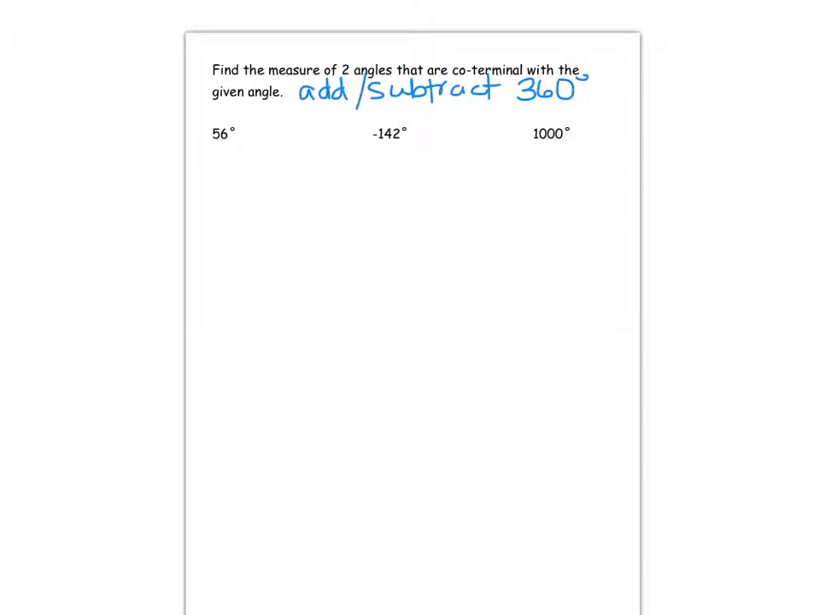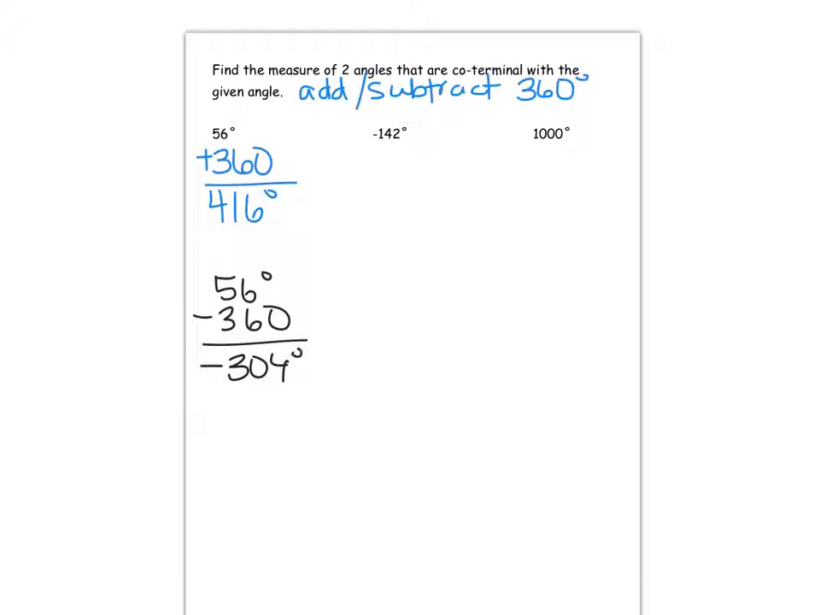So for 56 degrees, if I add 360, I'll get one answer. So 416 degrees. Or maybe I could subtract 360. So I would be at negative 304 degrees. These two angles would be coterminal with the original 56. That's one example of how it can be done.